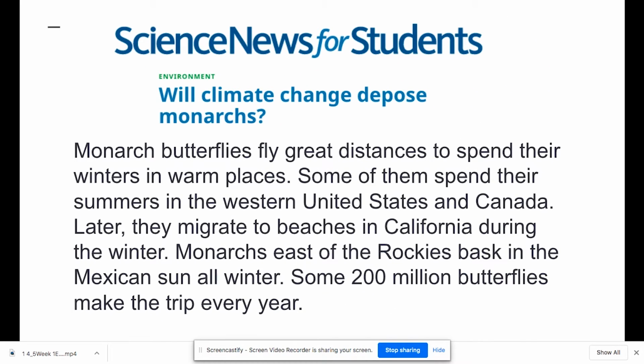Our second source came from Science News for Kids. In this article called Will Climate Change Depose Monarchs? Monarch butterflies fly great distances to spend their winters in warm places. Some of them spend their summers in the western United States and Canada. Later, they migrate to beaches in California during the winter. Monarchs east of the Rockies bask in the Mexican sun all winter. Some 200 million butterflies make the trip every year.